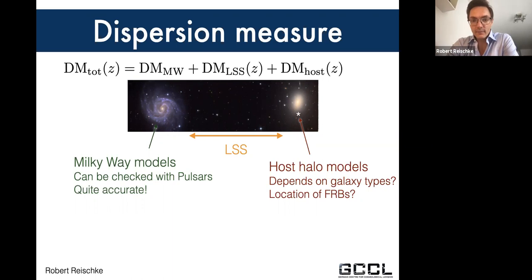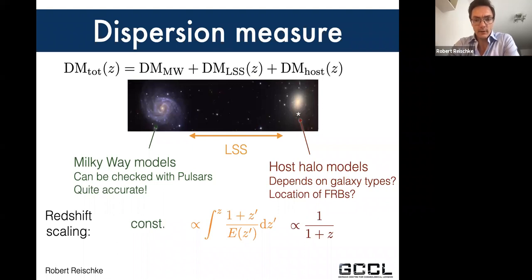Then you have a contribution from the large-scale structure, from the free electrons in the large-scale structure itself, and you have a contribution from the Milky Way. The contribution from the Milky Way can be modeled quite well, and for example, you can check this with pulsars quite accurately. What for cosmology purposes is most interesting is the dispersion measure which originates from the large-scale structure. And if the fast radio burst is at sufficiently high redshift, this is also usually the dominating contribution.